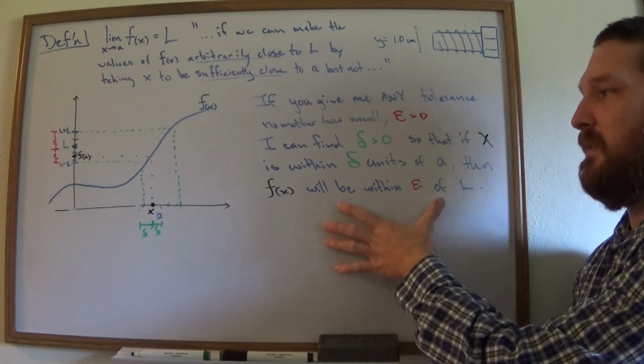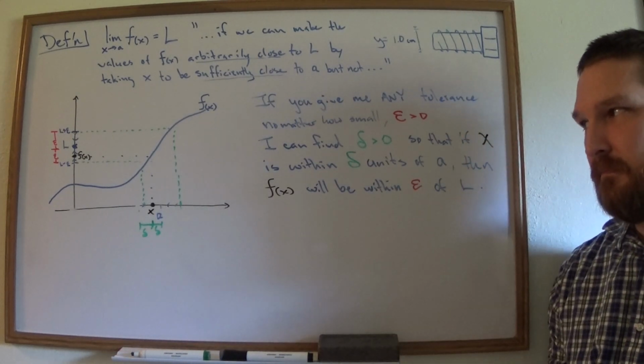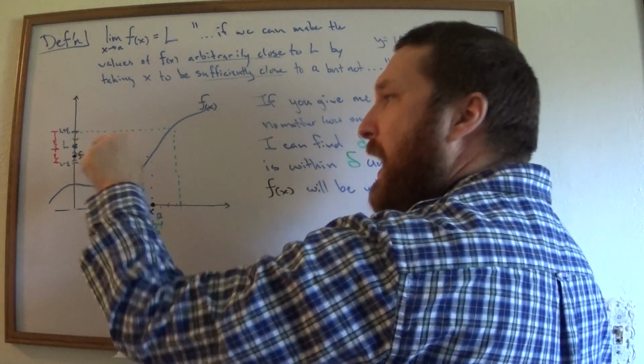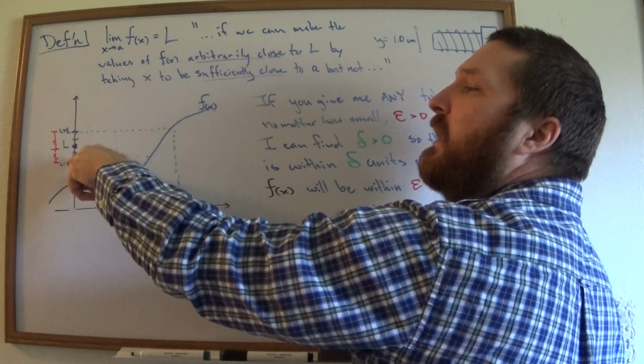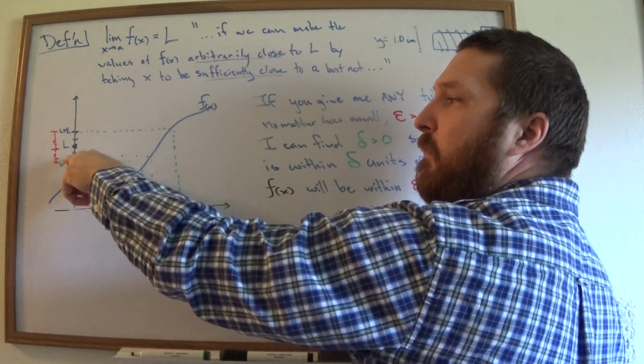Like, we're going to translate this into math speak. But does this make sense? Yeah. And it kind of makes sense visually, right? It's like, well, I want my outputs of this function to be within, say, 1/100th of L. So that would be L plus 1/100th, L minus 1/100th.